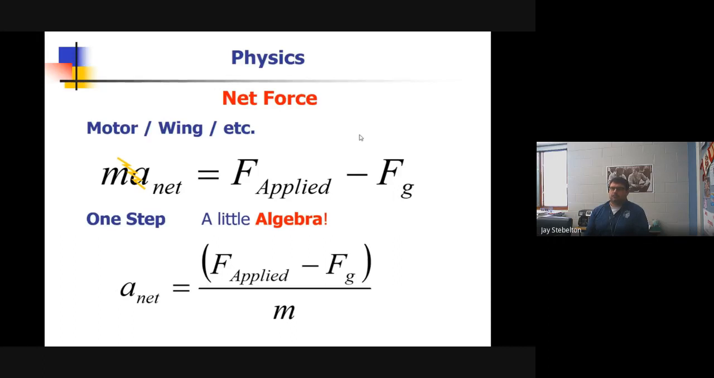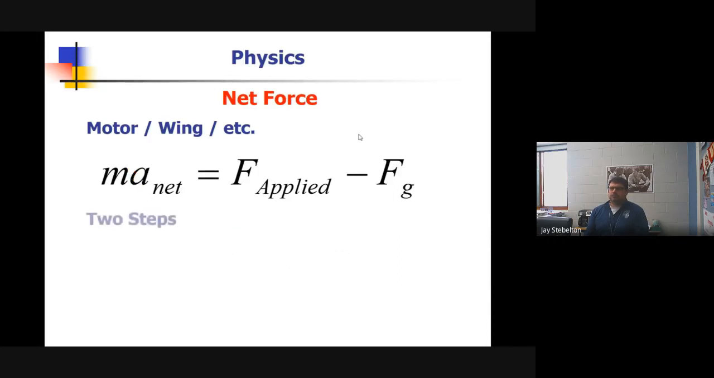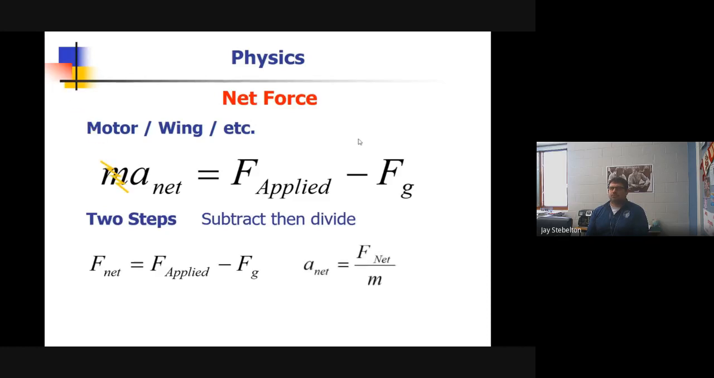There is a slightly easier way. I could do it in two steps, where first you subtract and then divide. So F net is the force applied minus the weight. Once I have the net force, well, Newton's second law said F net is M a net. So with a little more algebra, I have that a net is the force applied divided by the mass. Both are correct. For now, we'll be concentrating on the two-step.